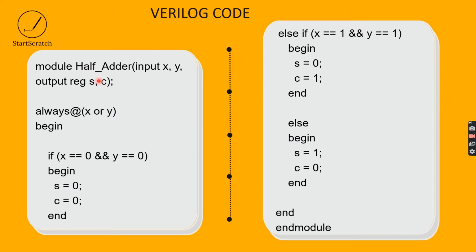And the most interesting part is I declared s and c as register, which means register can store any data. Here register s and c are storing the output data of the inputs x and y. And coming to the always block, I declared x and y as the sensitivity list, because if one of the variables, that is x or y, or both change, the whole output will change. It will affect the output.